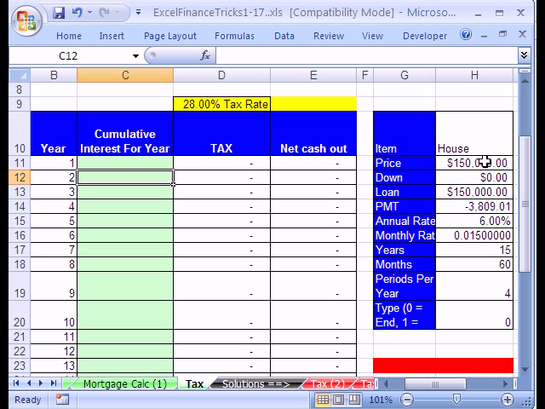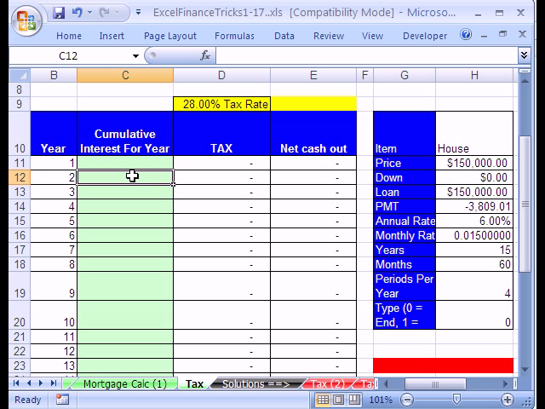So here it is. We have a loan, right? $150,000. We have a period interest rate. We have a total number of periods. And this is going to be a quarterly payment. So our goal is to figure out all the interest for any given year. And anytime you have interest, there is a tax advantage. So we'll then calculate the tax advantage and the net cash out.